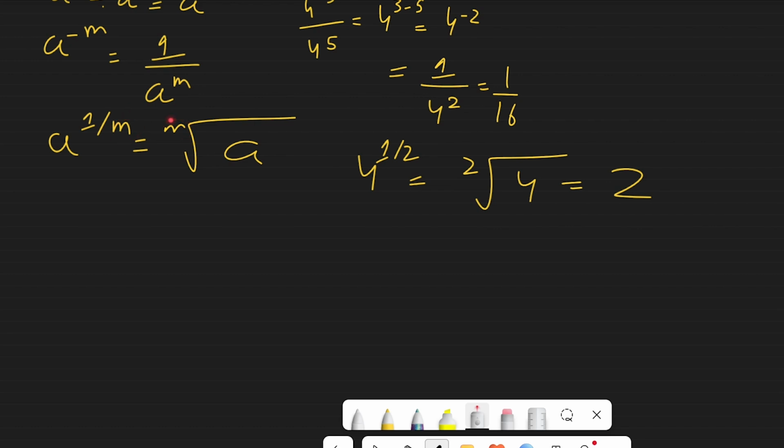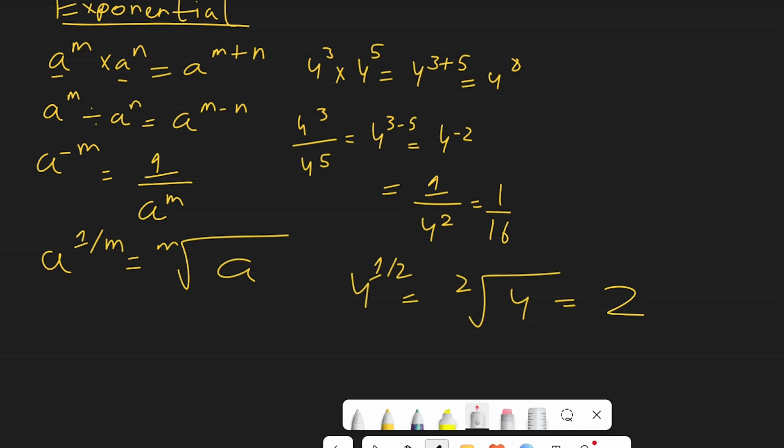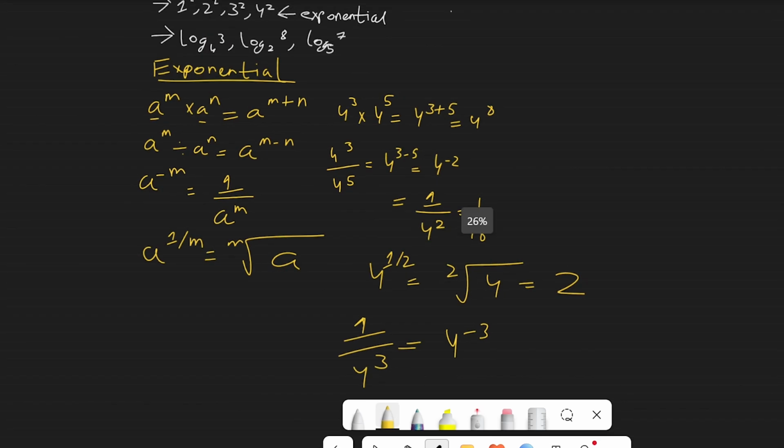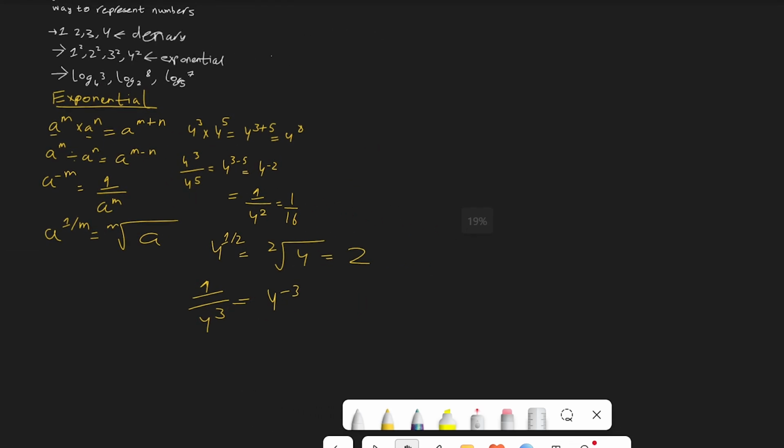Okay, and obviously, as we have seen that a power minus m is equal to 1 over a power m, it could be the other way around as well. For example, if we have 1 over 4 power 3, it would be represented as 4 power minus 3 as well. Okay, so these are some basic rules of exponential numbers.